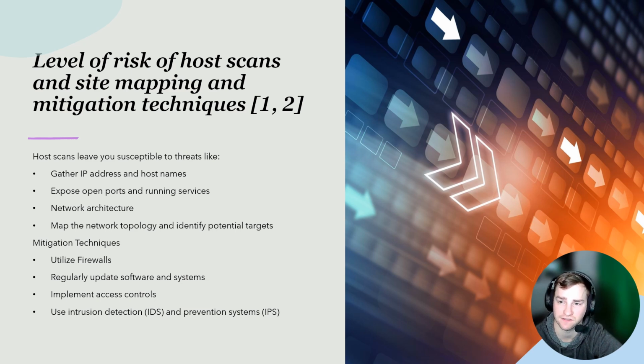This information can lead to someone to be able to gather IP addresses and host names, which can help attackers map the network topology and identify potential targets. It can expose open ports and running services, network architecture, etc., which can all help an attacker gain the tools and information needed to subject your organization to a potential breach. The main thing that you can do to help prevent this is by ensuring that your organization utilizes firewalls, regularly updates software and systems, implements access control, and uses intrusion detection and prevention systems.